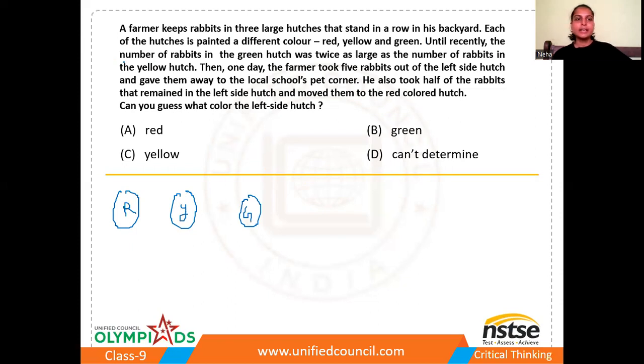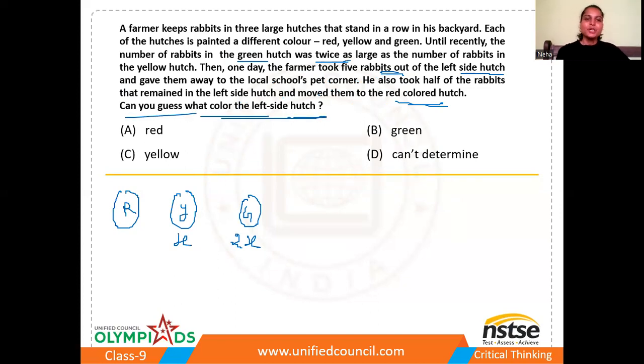Until recently, the number of rabbits in the green hutch was twice as large as the number of rabbits in the yellow hutch. So let's suppose the green is 2x, then the yellow one is x. Then one day the farmer took 5 rabbits out of the left side hutch and gave them away to the local school's pet corner. He also took half of the rabbits that remained in the left side hutch and moved them to the red colored hutch. Can you guess the color of the left side hutch?